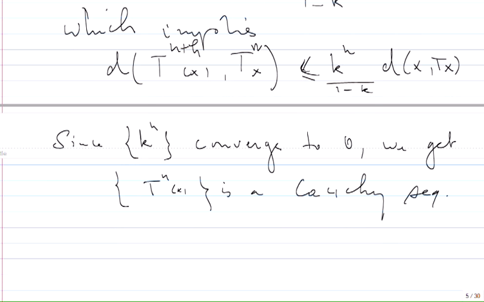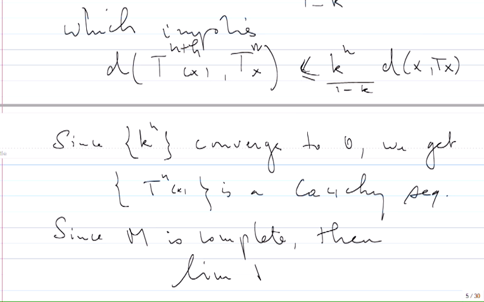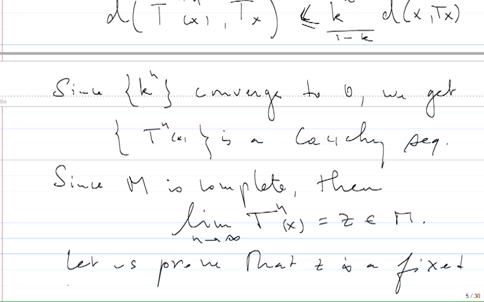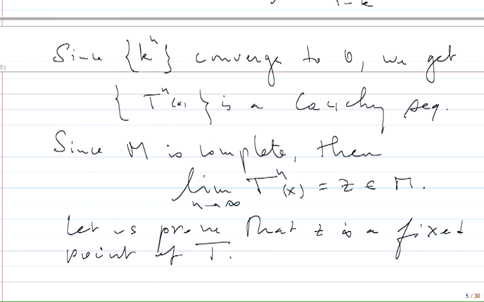Now we use completeness. Since M is complete, the limit of T^n of x, when n goes to infinity, exists, and it is a point in M, call it z. Now, let us prove that z, in fact, is a fixed point of T. Okay. So what do we have?